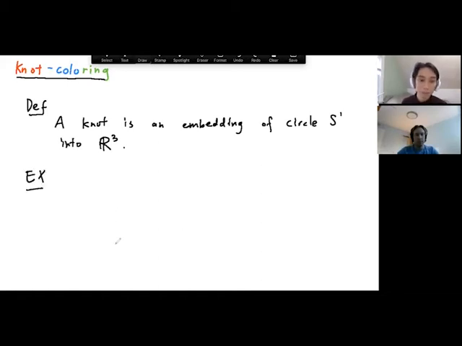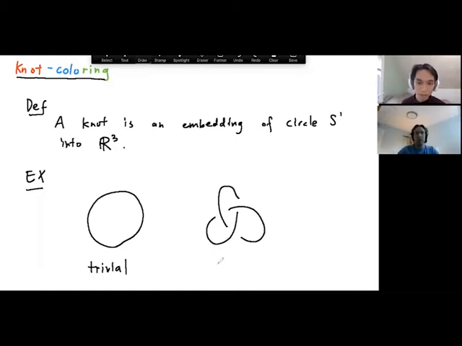Well, the simplest knot you can think of is just a circle, and we call that the trivial knot. And another knot that you might also be familiar with looks like that, and it's called the trefoil knot. So these are just two examples of knots. Something that will be helpful for us today is to give some names to the components of these knots.